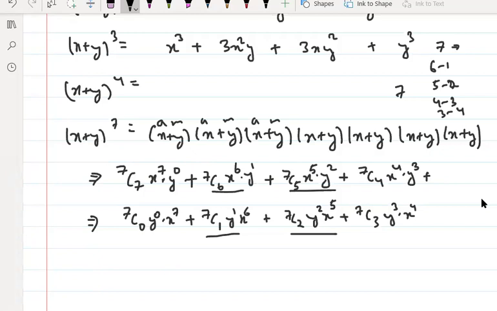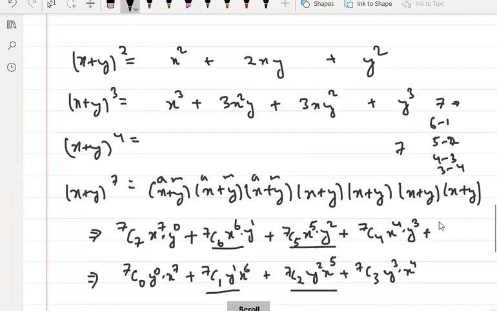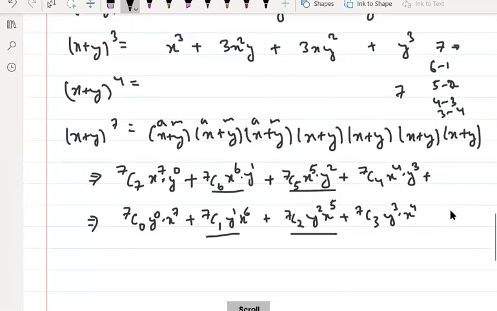Plus, write down all the terms. See how many terms we will have. Puneet, we have only 7 apples, right? We won't have 8 apples, so power should be 7 always. Eight terms you will have, guys. Check. You should have 8 terms, not 7, 8 terms.